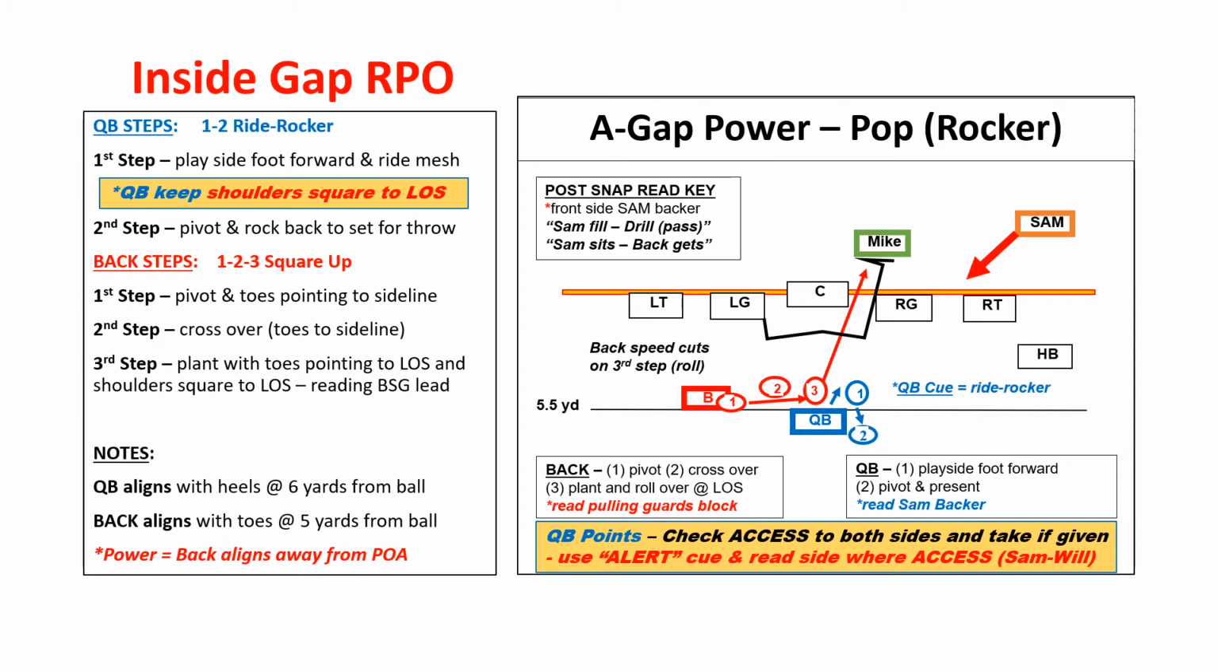Here then is the steps and footwork for a technique for inside gap RPO. Again, running backs are going to go 3-step, get those toes pointed forward and upfield, and the quarterback will use his rocker technique as we're reading the SAM, or a second level defender.